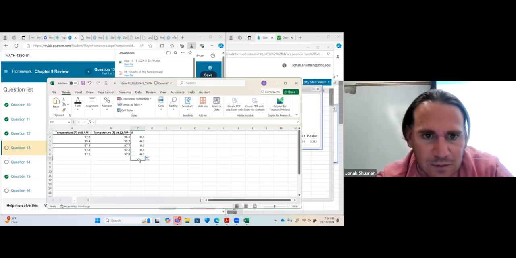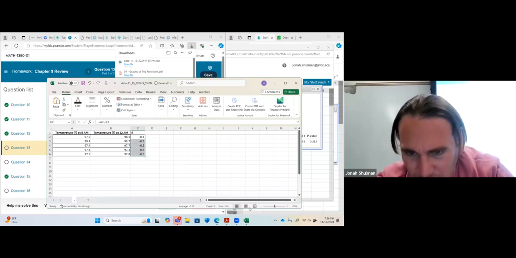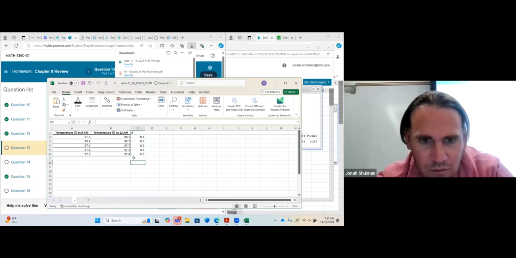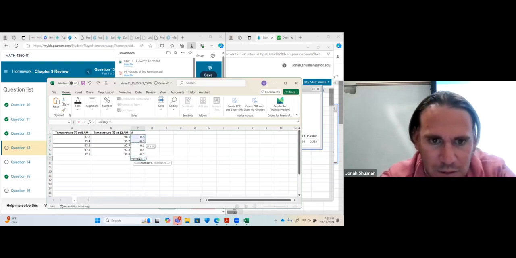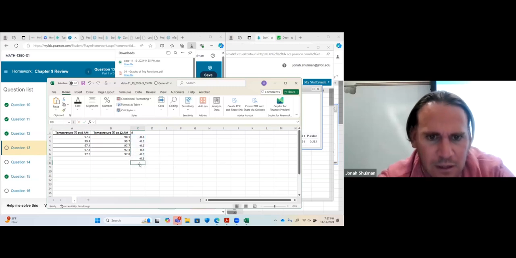Now I have to find the sum of the differences. So I'm going to do equals. You can just highlight them all if you don't want to do summation. So the sum is negative 0.9. It's right there in the corner. Or you can do equals sum, or hit the sum button, but either one, we're going to get negative 0.9. All right, so that's the sum of the differences.